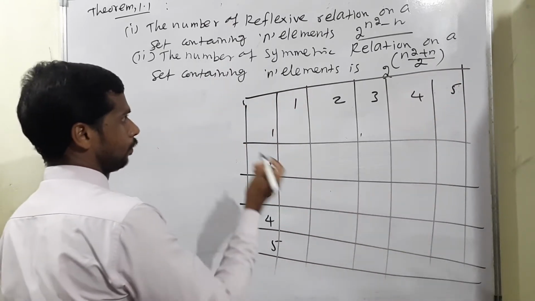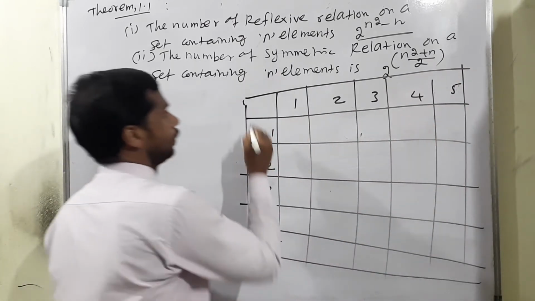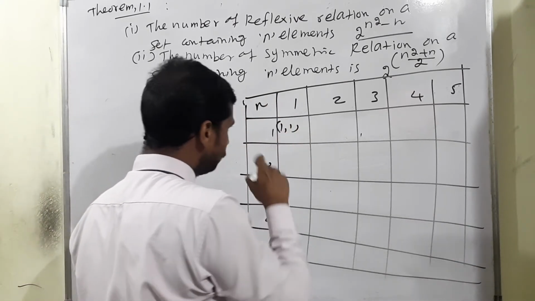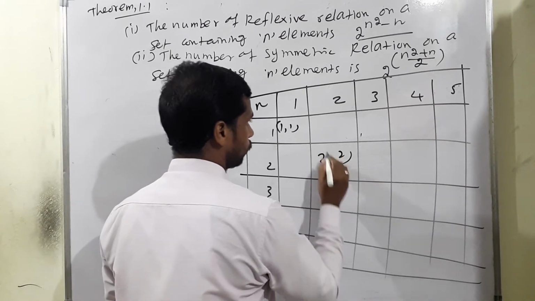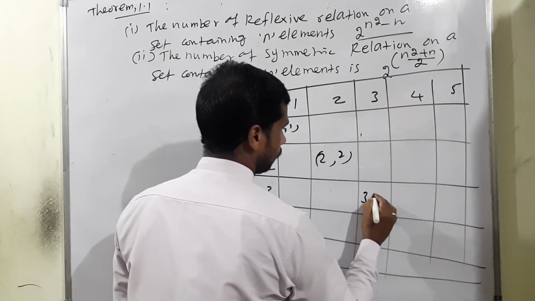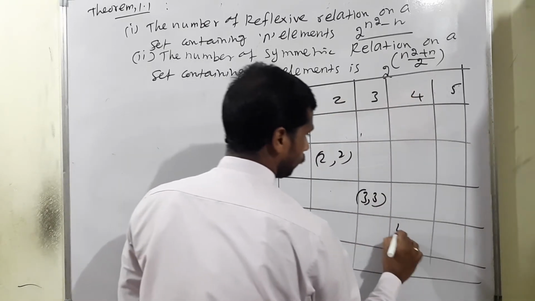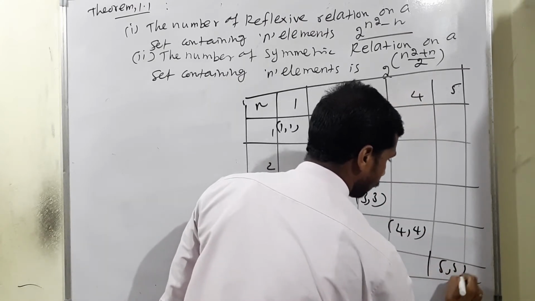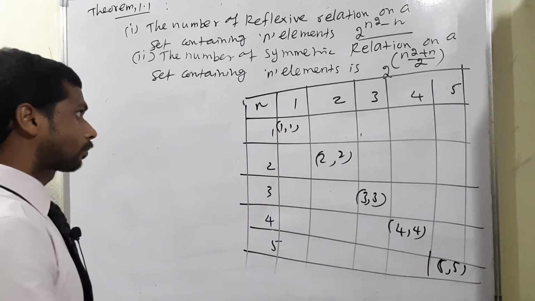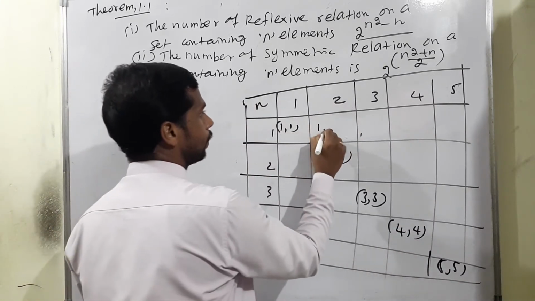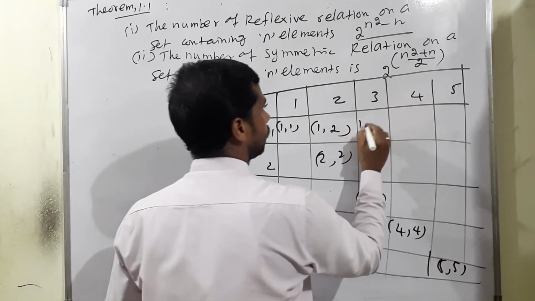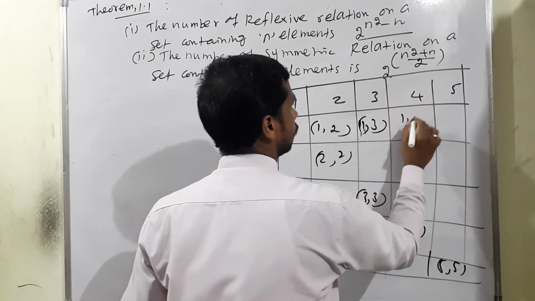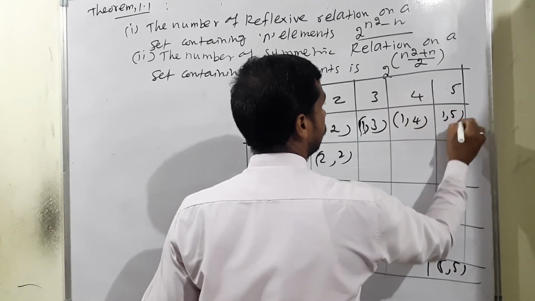So this is considered for n: 1 into 1 is definitely 1 comma 1, then 2 comma 2, then 3 and 3, then 4 and 4, then 5 and 5. Now 1 into 2, isn't it? Then 1 and 3, then 1 and 4, isn't it?